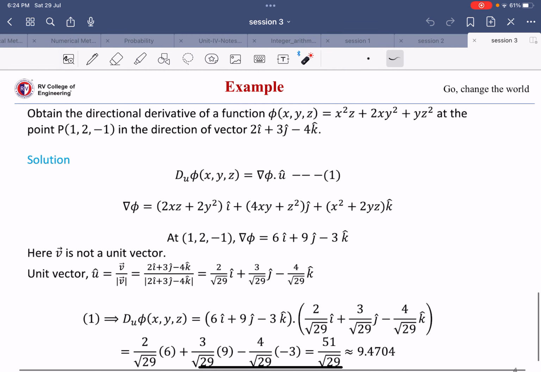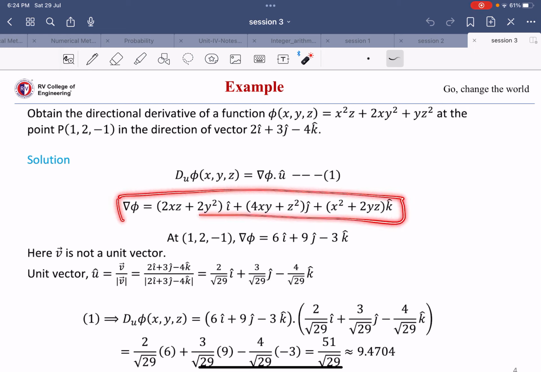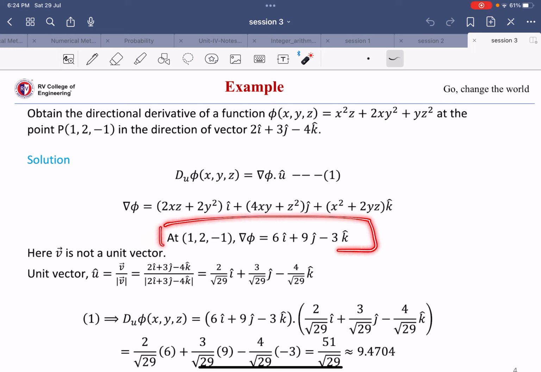Let us look at an example as to how we obtain the directional derivative of a scalar function at a given point 1, 2, minus 1 in the direction of the vector 2i cap plus 3j cap minus 4k cap. So we know this is the definition of directional derivative of a function in the direction of unit vector. So gradient of phi is given by dou phi by dou x into i cap plus dou phi by dou y into j cap plus dou phi by dou z into k cap. At the point 1, 2, minus 1, gradient of phi is 6i cap plus 9j cap minus 3k cap.